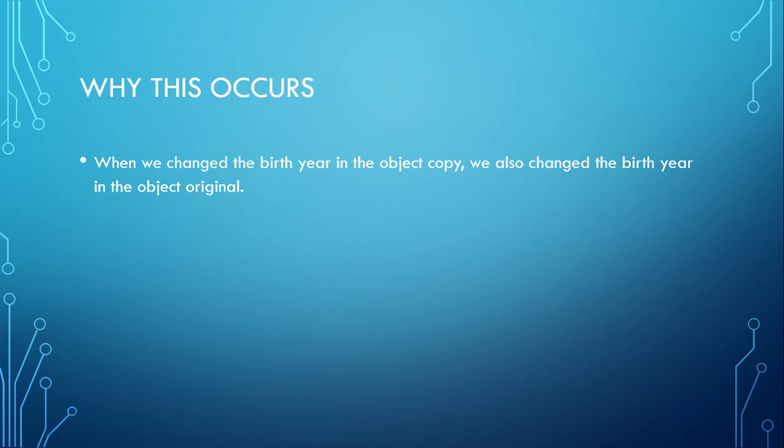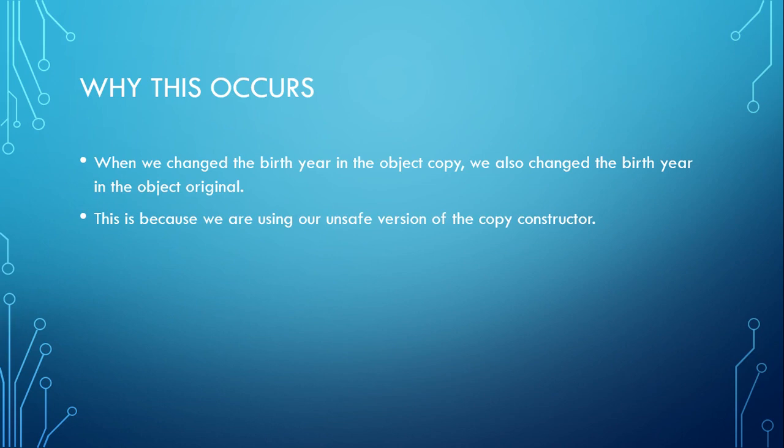Well, when we change the birth year in the object copy, we also change the birth year in the object original. Remember what I just talked about with memory addressing? If you had used the bad method, what you're doing in effect is pointing the two objects to the same memory address. So they're really getting the same thing. So when you change the value for one, you're changing the value for the other one. So they're not really two separate objects. Even though they may have two different names, they're really in effect the same object.